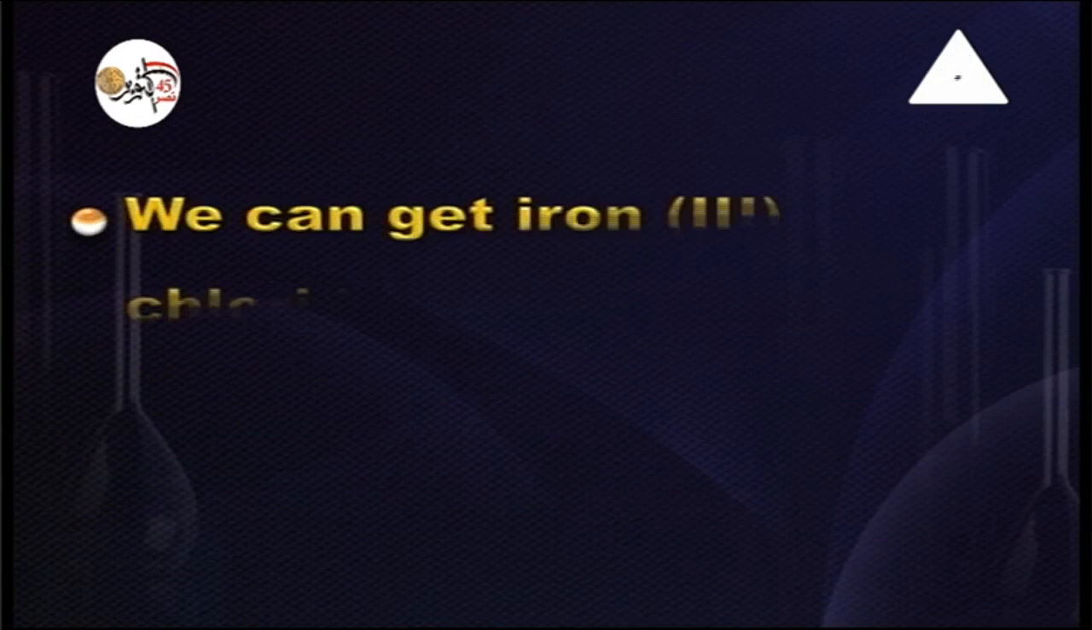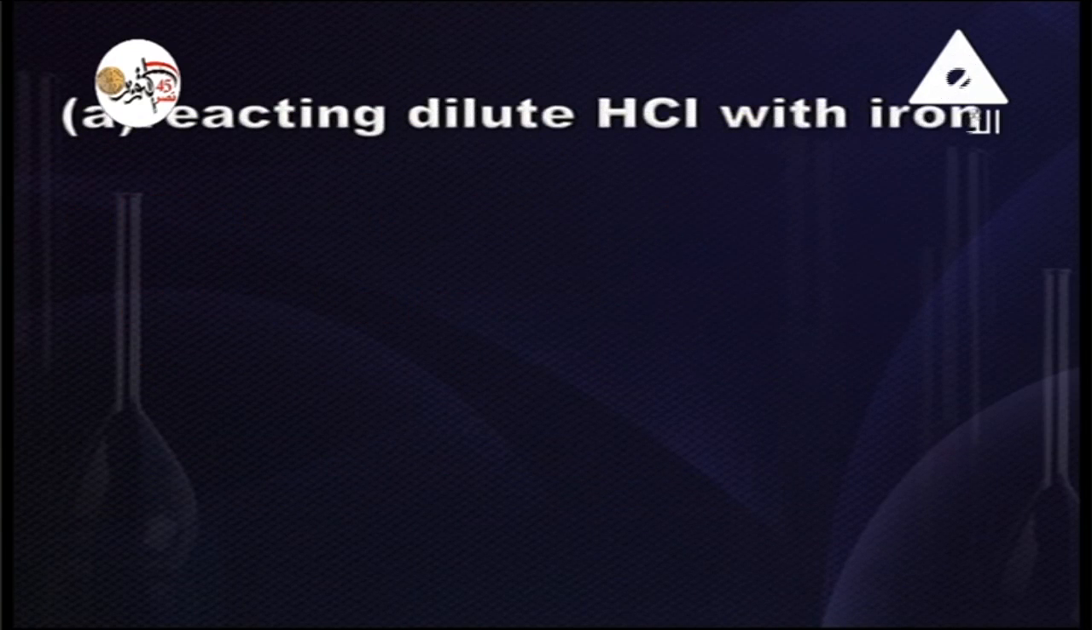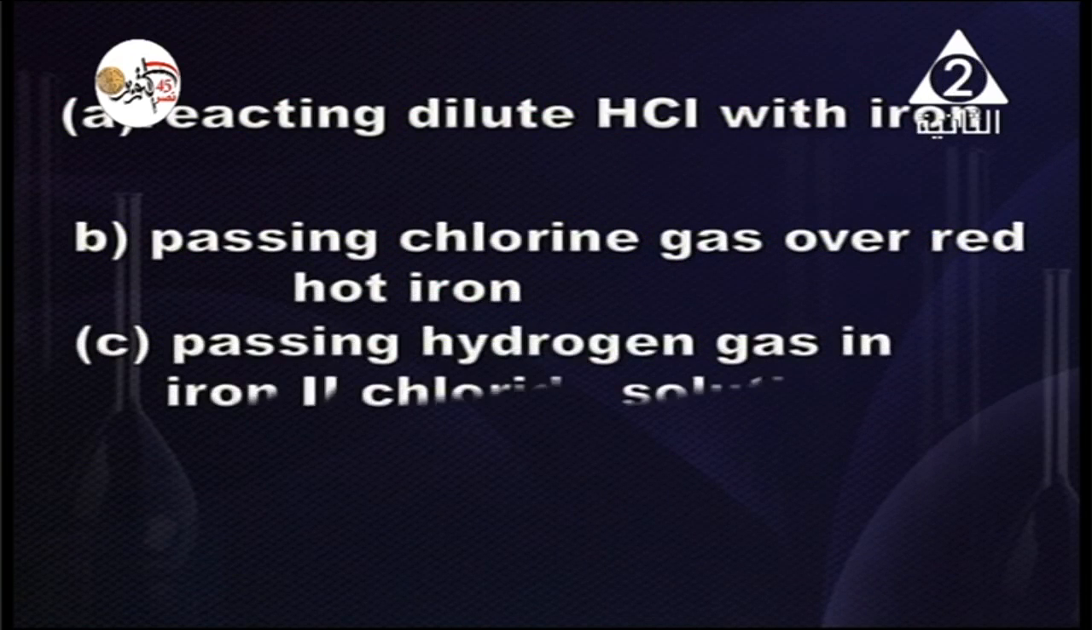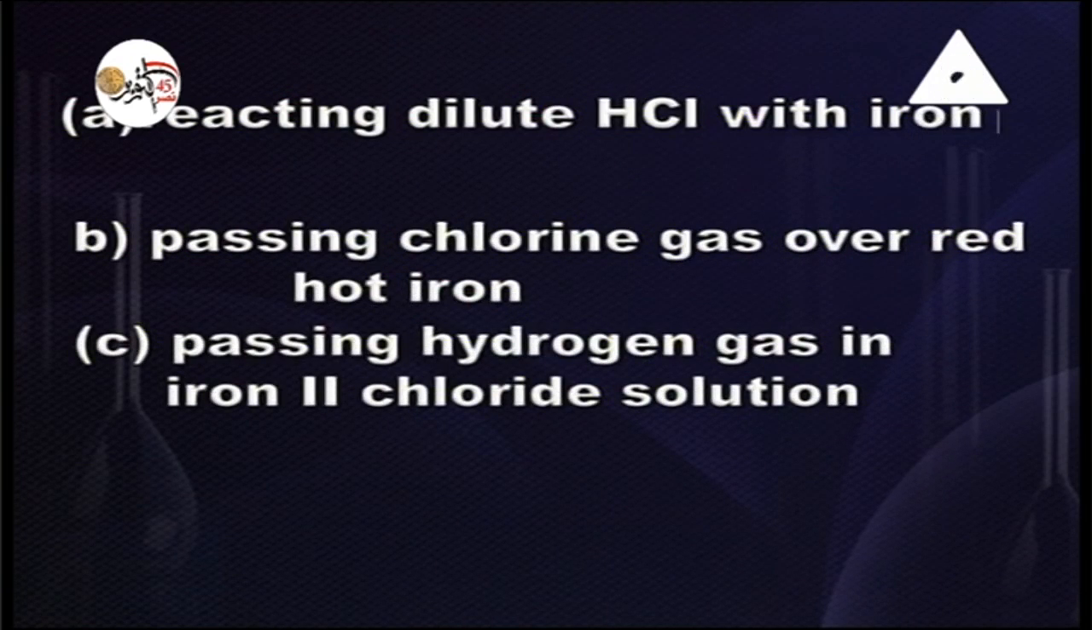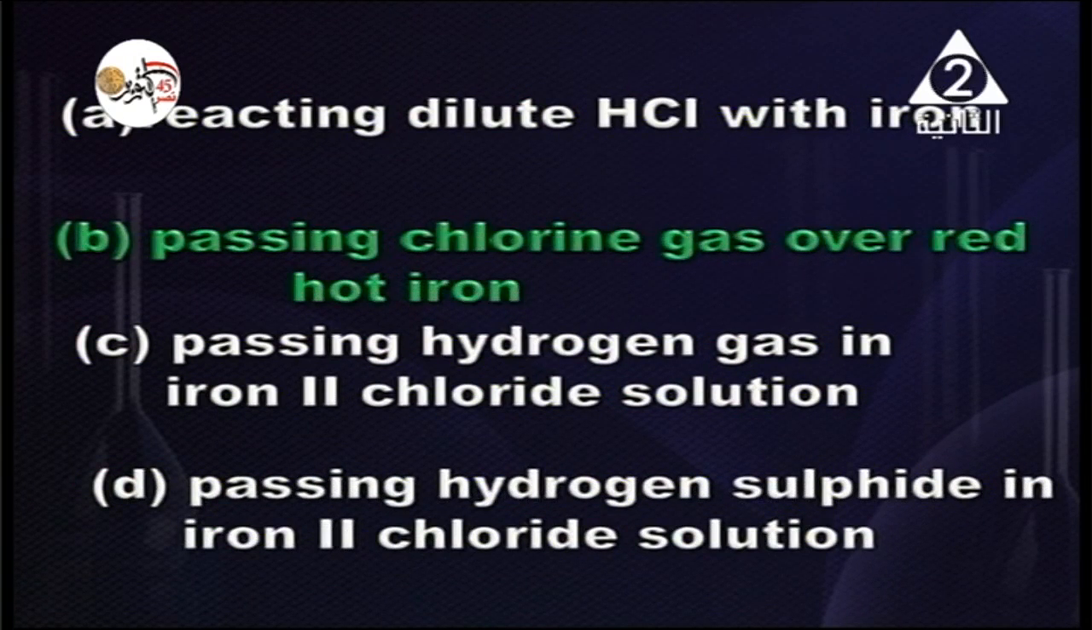Next point: we can get iron(III) chloride by what? Reaction of dilute hydrochloric acid with iron, passing chlorine gas over red-hot iron, passing hydrogen gas in iron(II) chloride, or passing hydrogen sulfide gas in iron(II) chloride solution? If you think about it, here's the answer. It will be passing chlorine gas over red-hot iron.